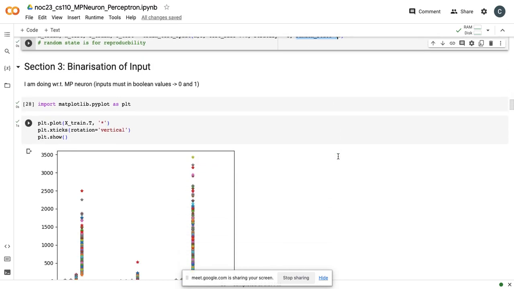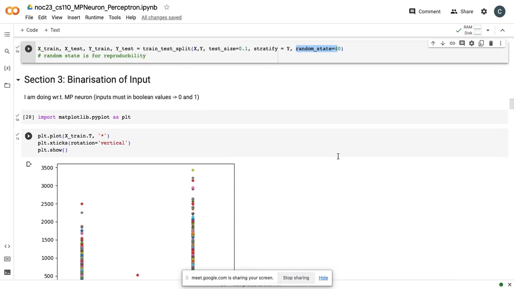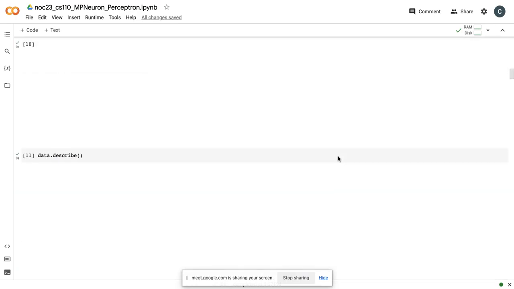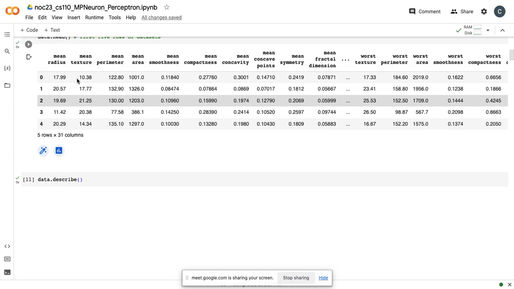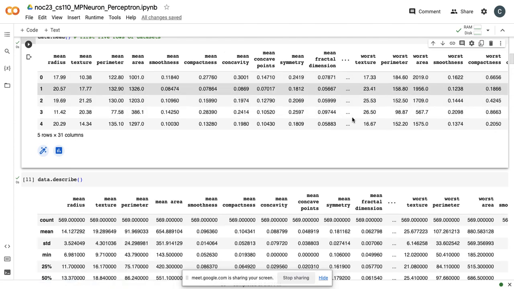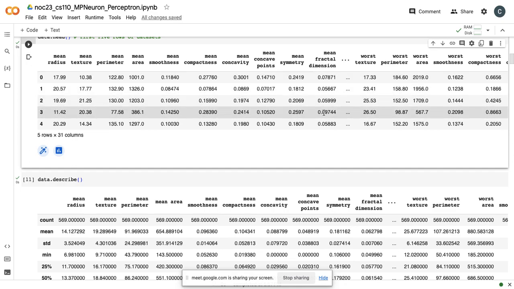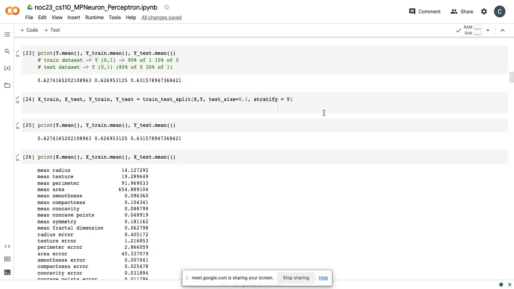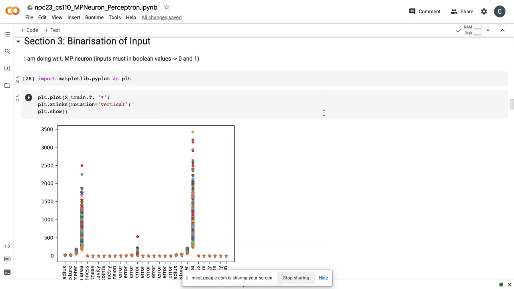Now the third section is binarization of input. The MP neuron specifically deals with 0 and 1 classes; it contains only Boolean values, that is 0 or 1. But if you have seen the data, it is basically real numbers, right? If you can see my pointer, I am highlighting it. All are real data, but the MP neuron can consider only 0 and 1 values, so we have to convert that to 0 and 1. How can we do that? We can do something called binarization, as a simple approach.